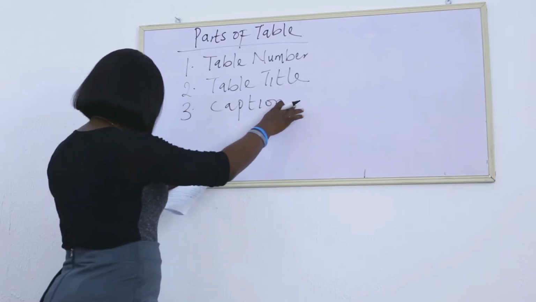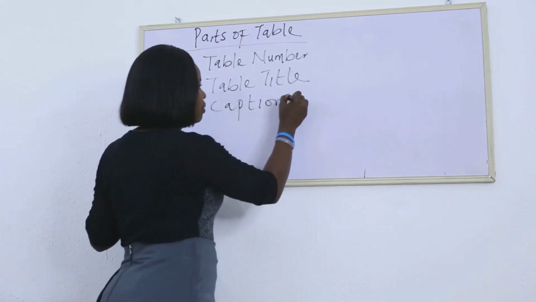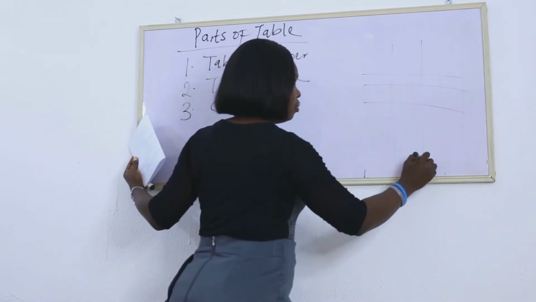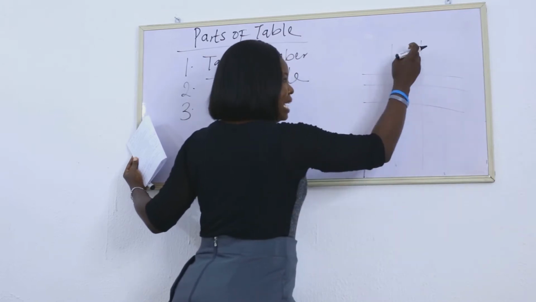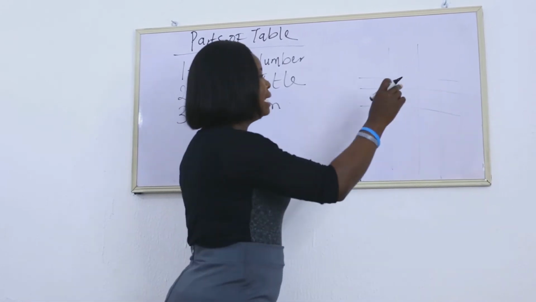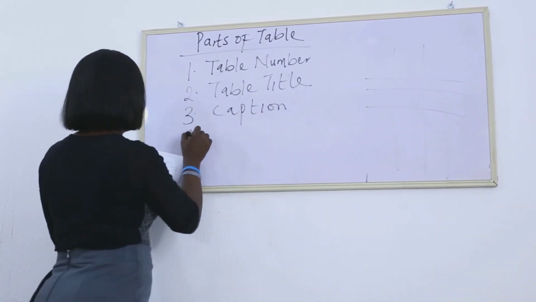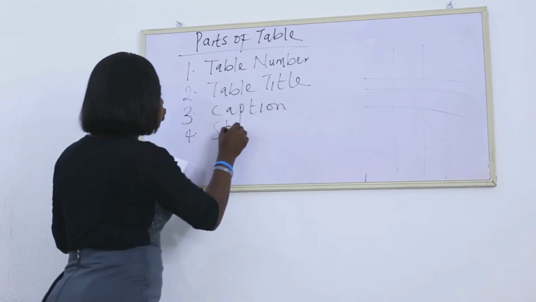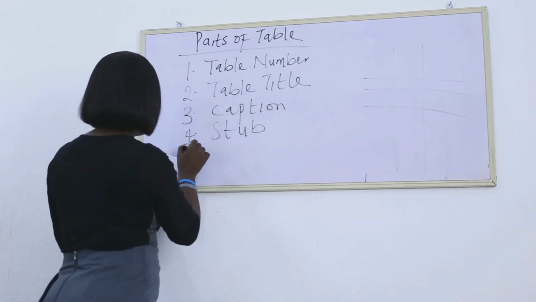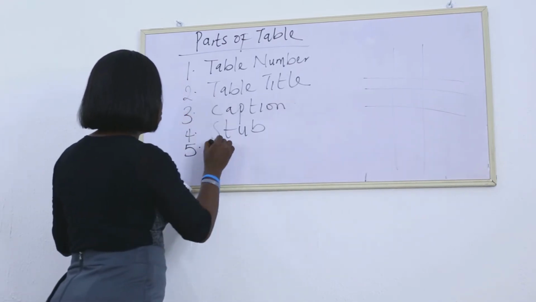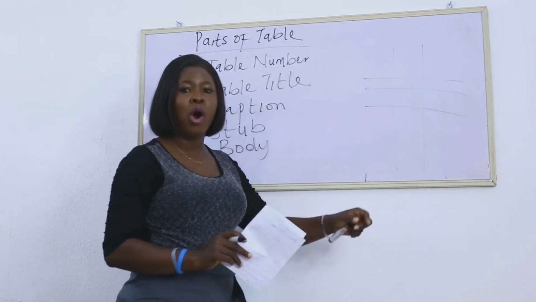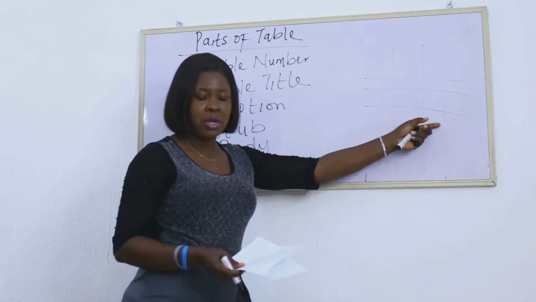What are captions? Captions are column headings, because we have said rows are horizontal, and columns are vertical in nature. And as time goes on, we have more things to be represented on each of the columns. So the column headings are called caption. Then the fourth part of the table is called stub, and stubs are the headings of the rows, the row headings. Then the fifth part of the table is the body of the table, and that is the most important part of the table. That is where all the significant elements of the table are represented.